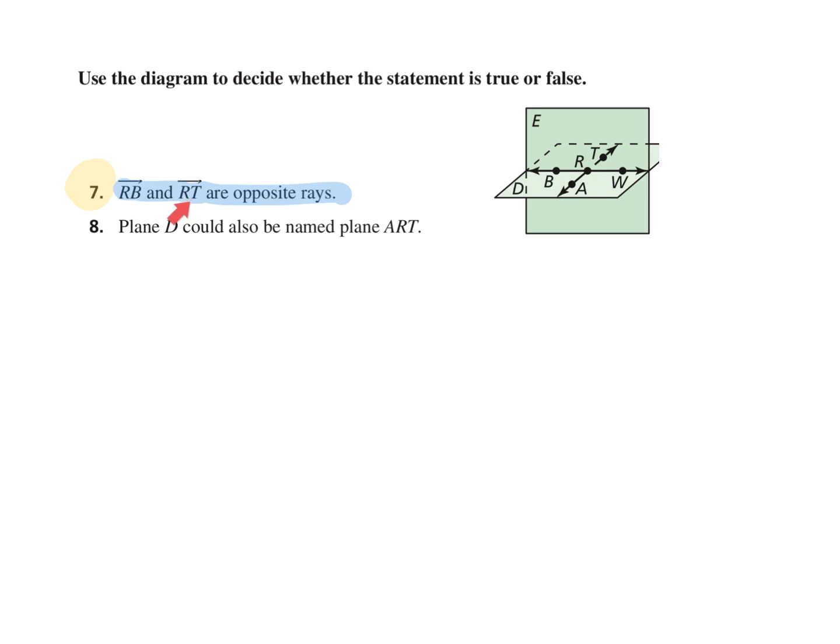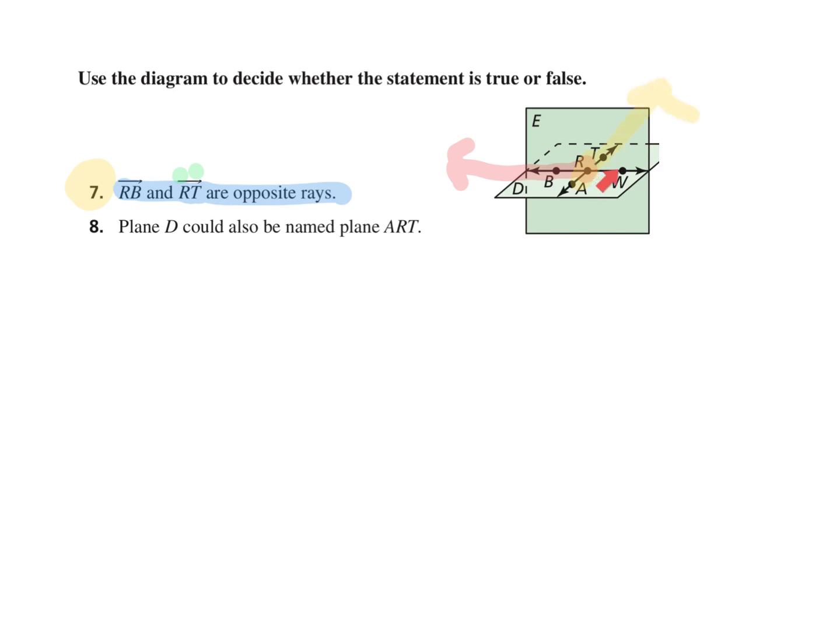So are these opposite rays? Well, let's identify ray RB in the picture. Starts at R and goes through B forever. So if I were to highlight that in red, we'd start here and we'd move in this direction forever. All right, what about ray RT? Let's do that one in green. So we'd start at R and go through T. So, not green, yellow. So from R through T goes this way.